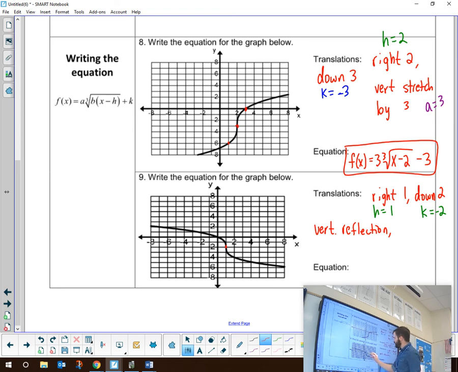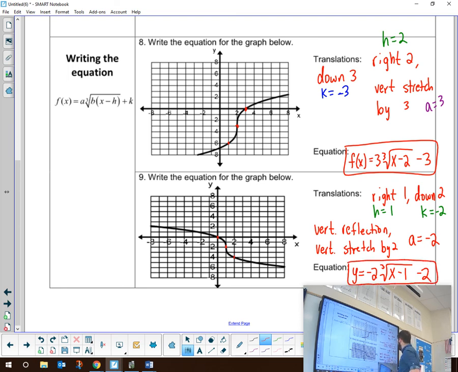And last but not least, look here. It's going to go down 2 over 1, down 2 over 1. So that means we're going to have a vertical stretch by 2. And so that's just going to tell me that my a is equal to negative 2. It's negative because of the reflection, and it's 2 because of the stretch. So last but not least, my final equation is going to be y equals negative 2 is my a times the cube root of x minus my h, which is 1, plus my k, which is negative 2. And so there we have our equation.